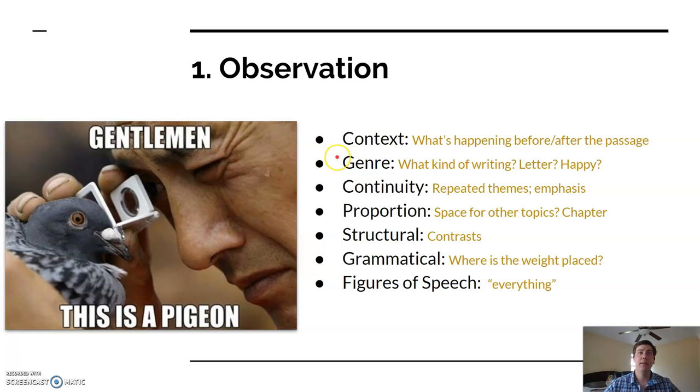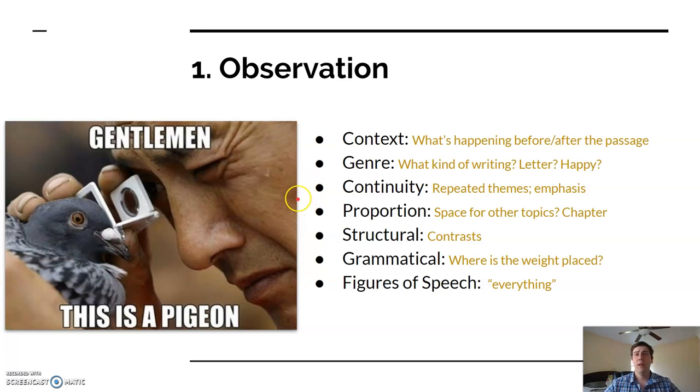Okay, we have context, what's happening before, what's happening after the passage. We have genre. What kind of writing is being used? Is it a letter? Is the tone happy, angry, sad? What exactly would you call this kind of literature? Continuity. What are some of the repeated themes that you see throughout the chapter, throughout the book, throughout the general timeline? What is the author trying to emphasize?